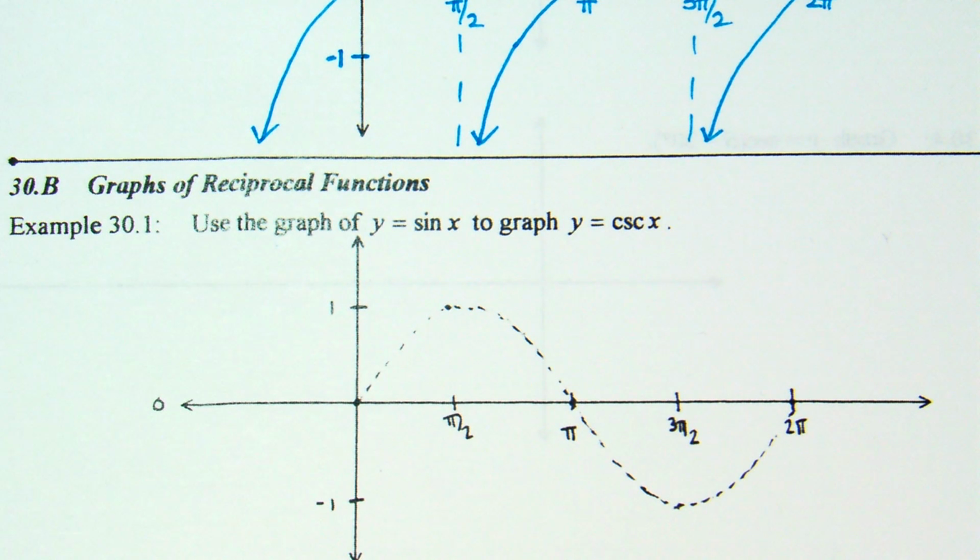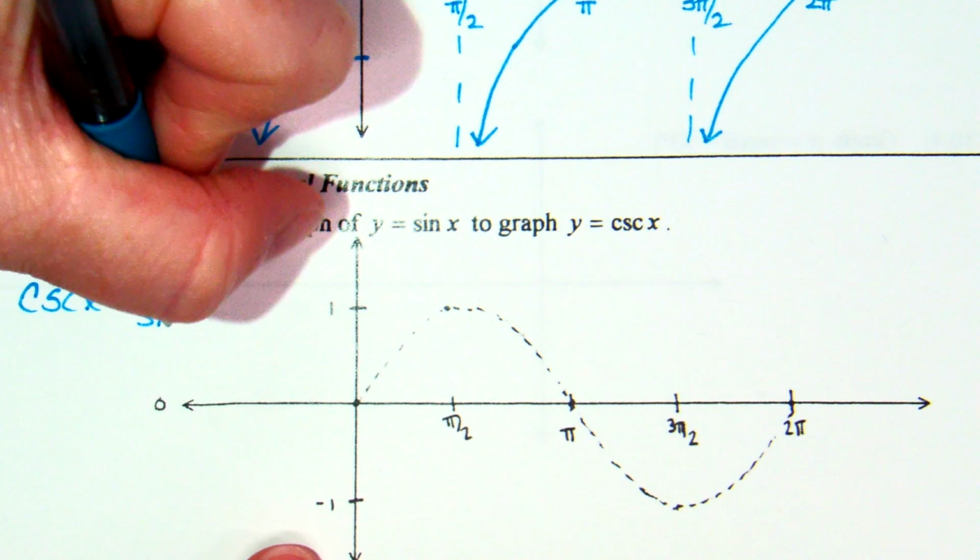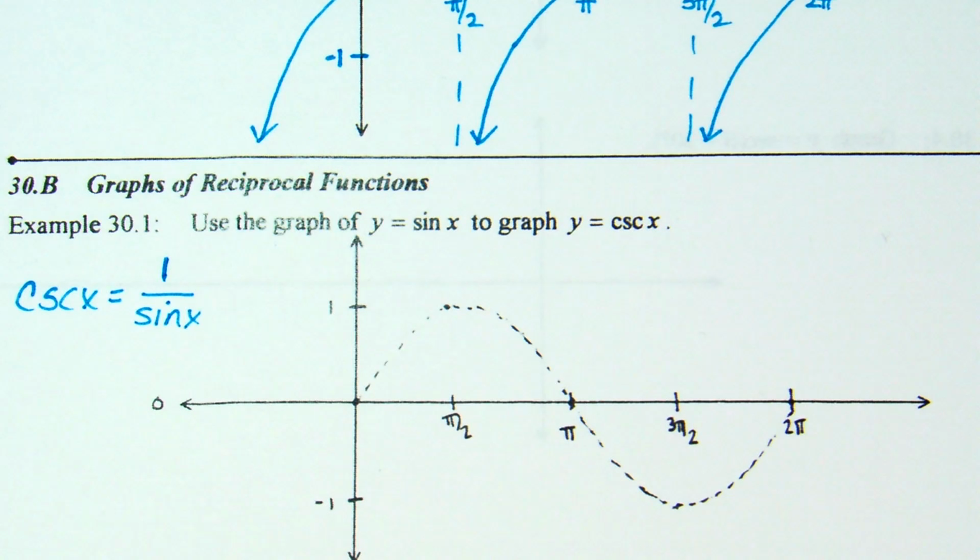How are sine and cosecant related? So if I say cosecant x, it's equal to 1 over sine x. Does that sound familiar? They are reciprocals of each other. And what does this mean? Sine is in the denominator. Any place that sine would normally equal 0 is now going to be an asymptote.